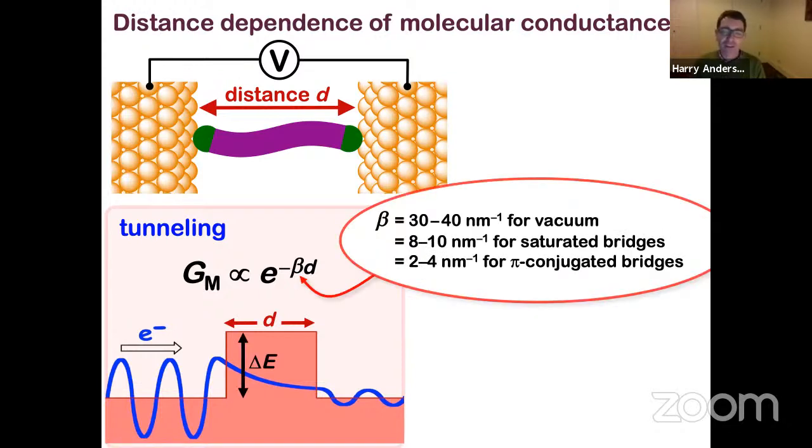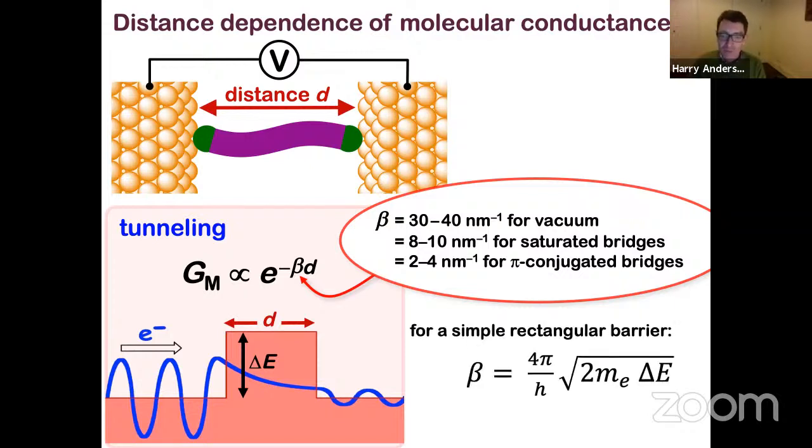So you can measure beta for different sorts of molecules or different media, and you find that you get a larger value for a saturated hydrocarbon than you do for a conjugated pi system. So the smaller beta, that means the less attenuation, the easier it is to transfer charge over a longer distance. And the reason why pi conjugated molecules allow longer range tunneling is that they have a smaller HOMO-LUMO gap. So this energy gap, delta E, is important in determining the attenuation factor beta. So for the simplest possible model, beta depends on the square root of delta E.